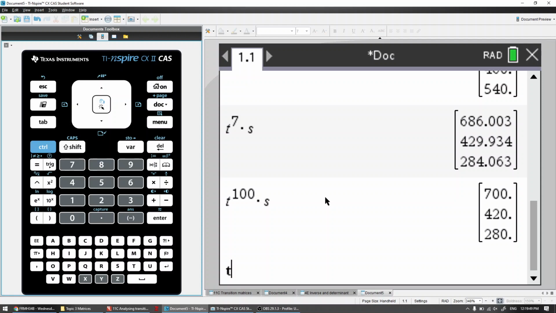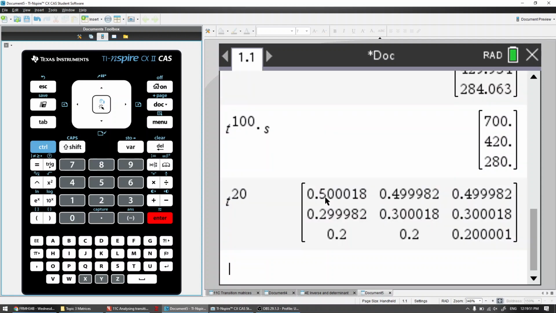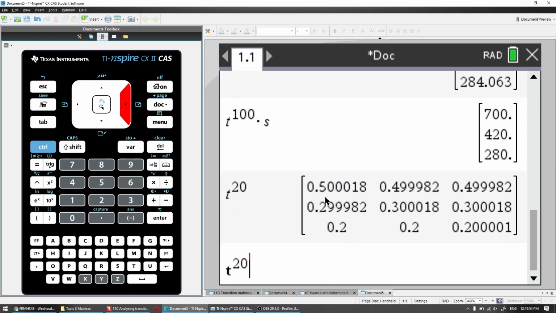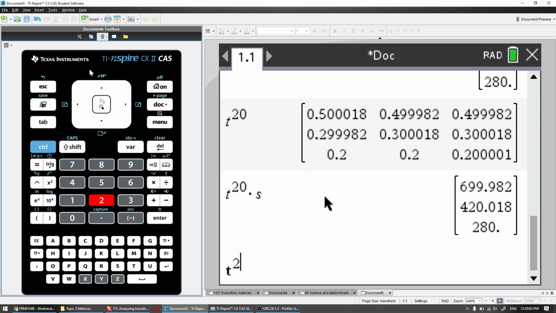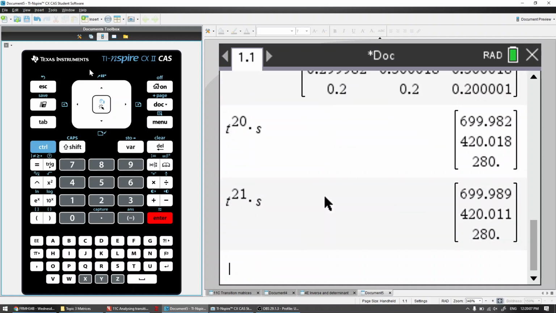So if I go to a smaller number like 20, times S, you'll see it's already pretty close to 700. And if I keep increasing T, sorry, I should say the power of T, you'll see that it's getting closer to 700, closer to 420, and here the rounding is already too small. So in this case, around 20 was enough to get you close to your steady state.